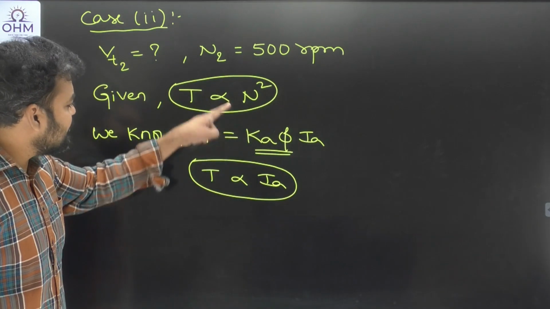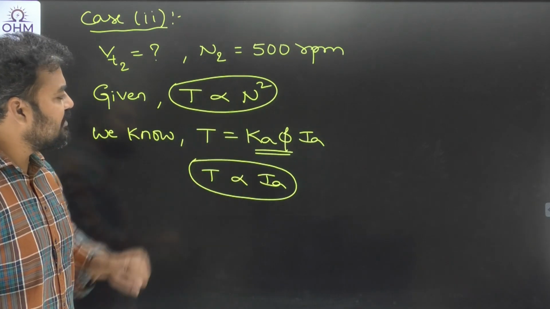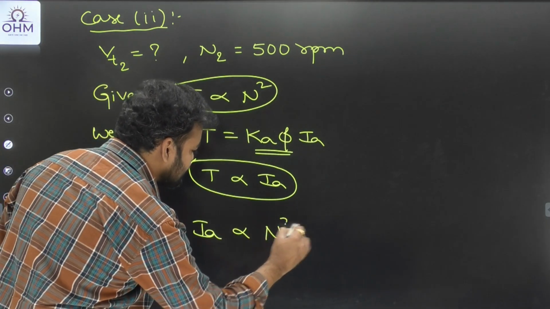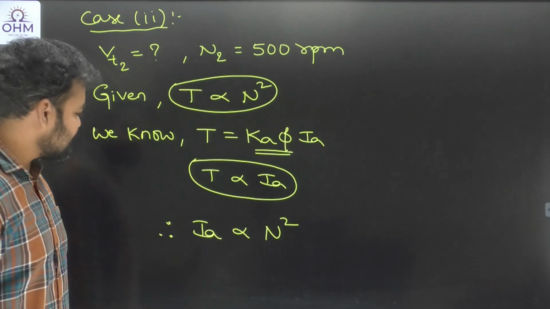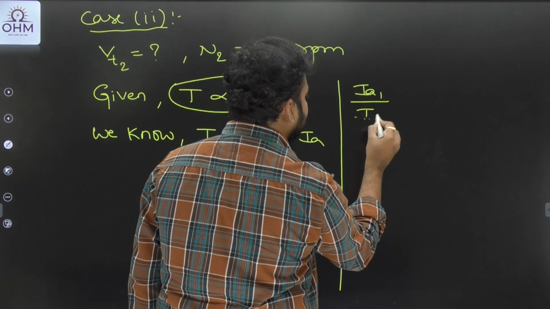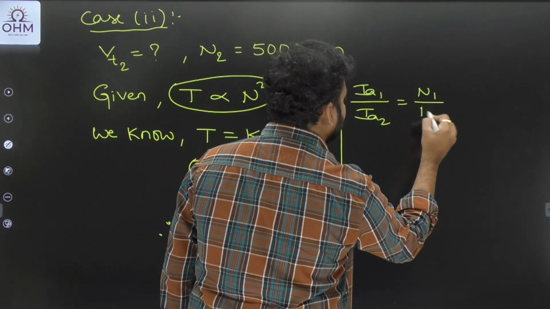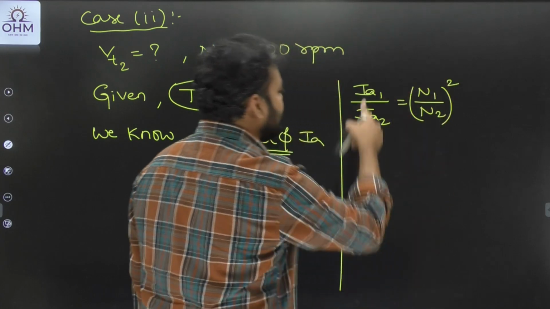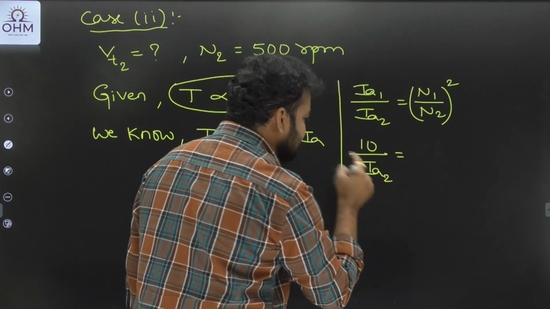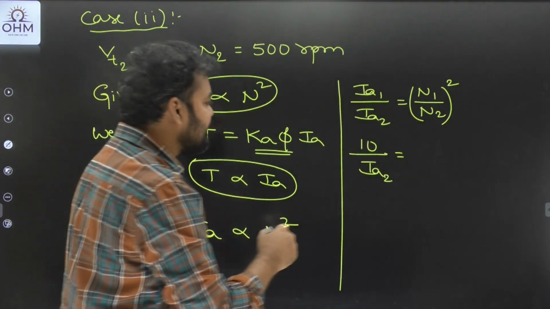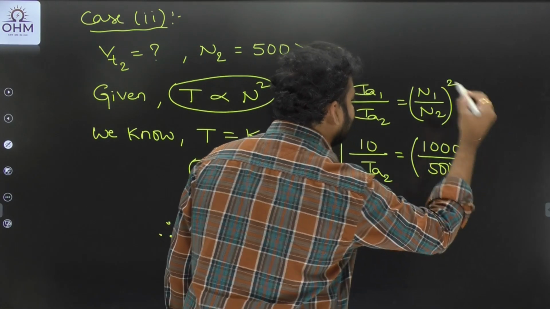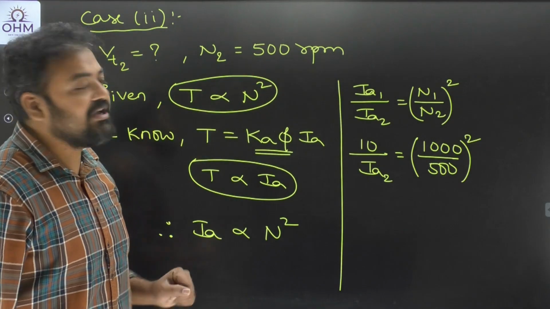Now, if you combine both equations, what is the relation between armature current and speed? Can I write that armature current will be proportional to the square of the speed? Yes, obviously. So, I will continue with this equation. Ia1 divided by Ia2 is equal to N1 by N2 whole square. What is the armature current in the first case? 10 ampere. What is the armature current in the second case? This is the answer we need. And what is the speed in the first case? 1000 rpm. What is the speed in the second case? 500 rpm, because we need to reduce the speed to 500 rpm.